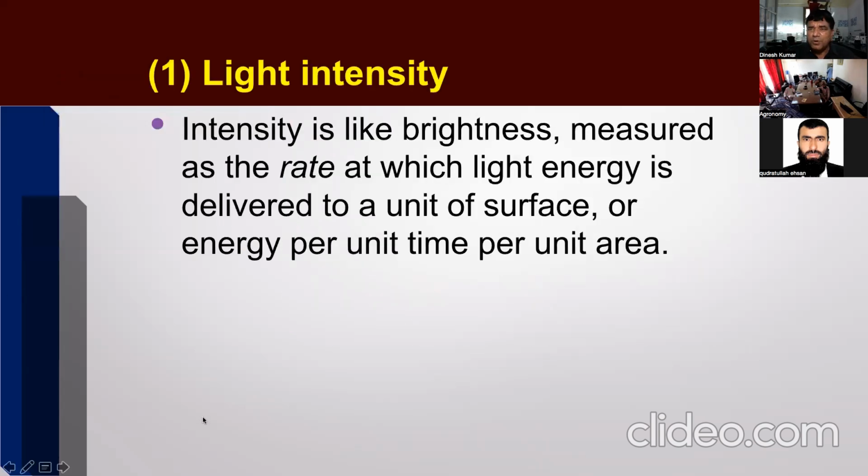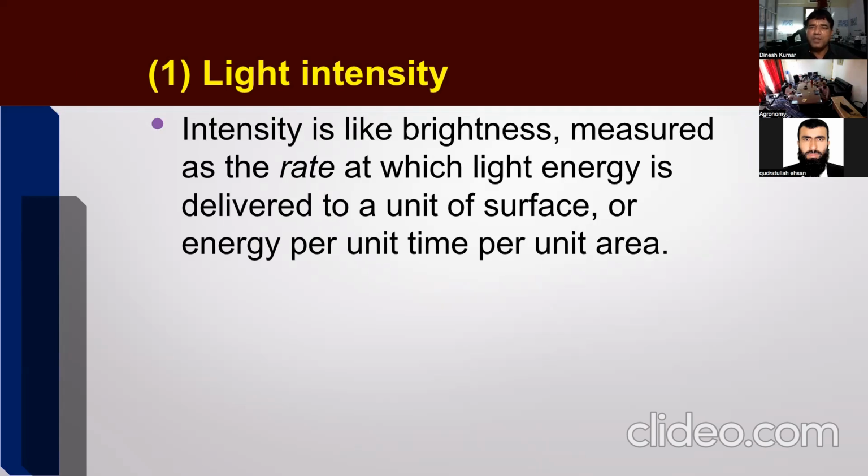Now, friends, as I told you, light has 3 important factors: light intensity, light duration, and light quality. Light quality is not that much important, but light intensity and light duration are important. So let us see what we mean by light intensity. You can remember the definition of light intensity. Intensity is like brightness.